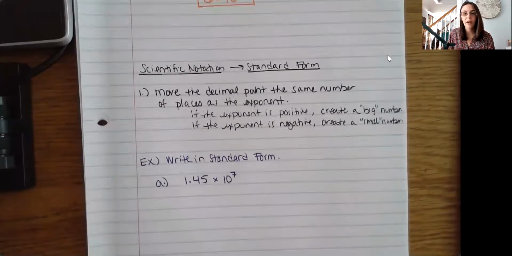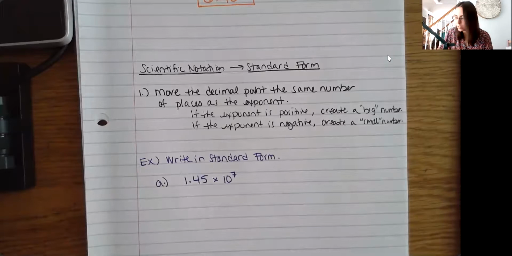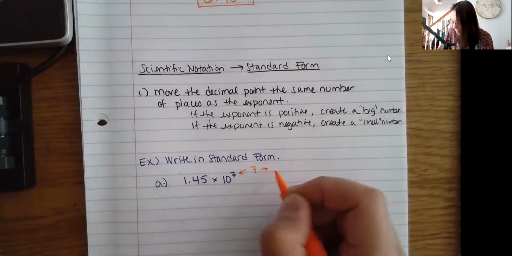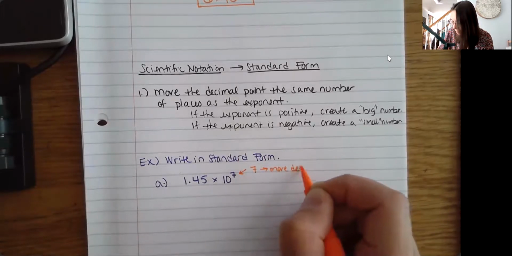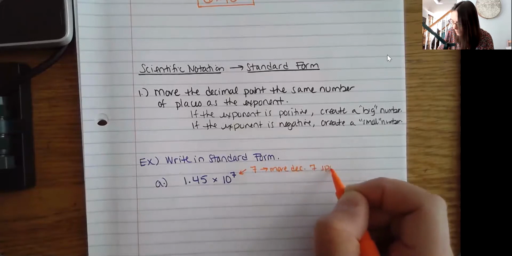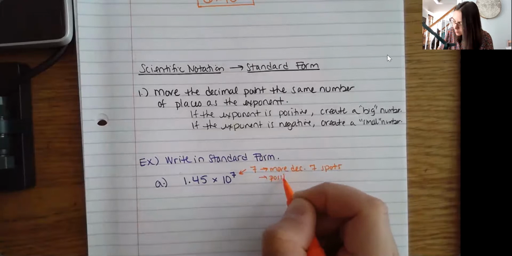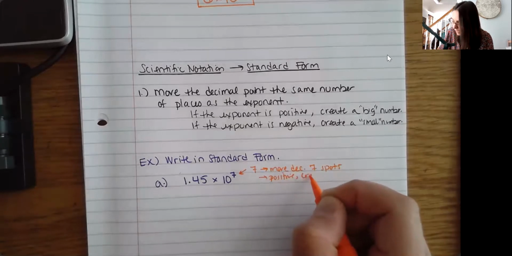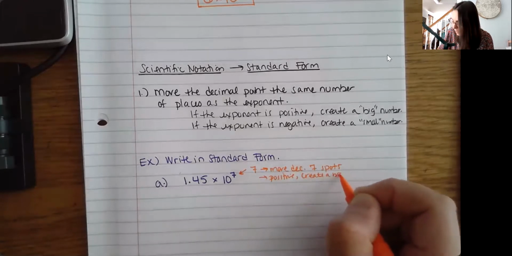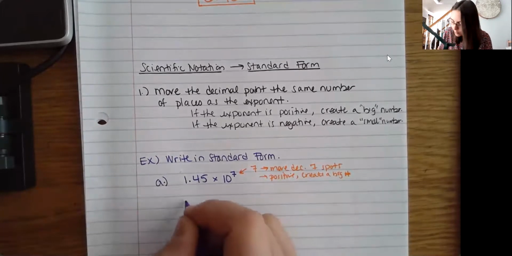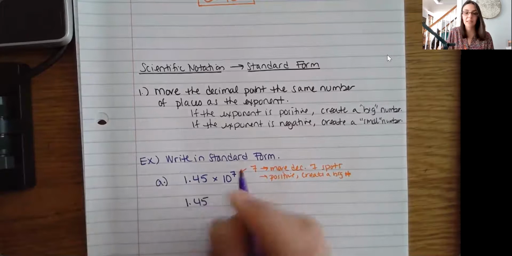So I have 1.45 times 10 to the 7th. I want to go back to standard form. So I'm going to notice a few things. I am going to notice that 7, right? So 7 means I'm going to move the decimal 7 spots. And it's positive, so I'm going to create a big number. So if you think about this here, let me rewrite it. So I'm going to rewrite the 1.45. I need to move my decimal 7 spots.